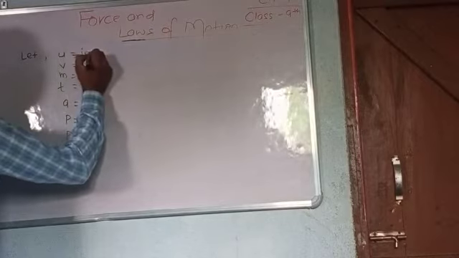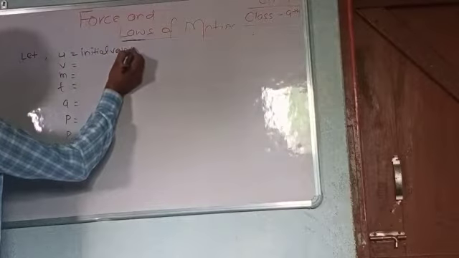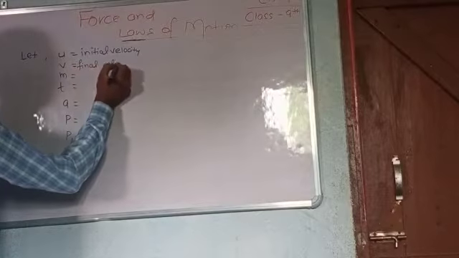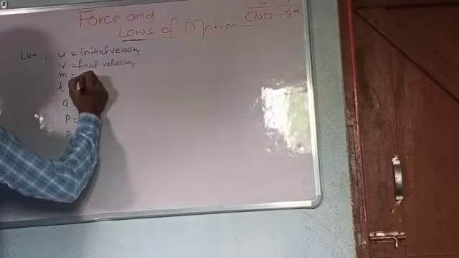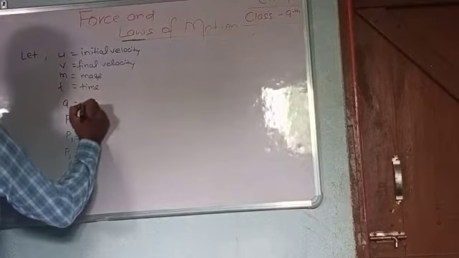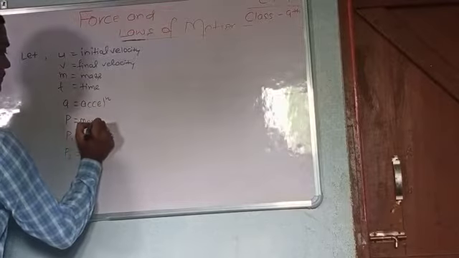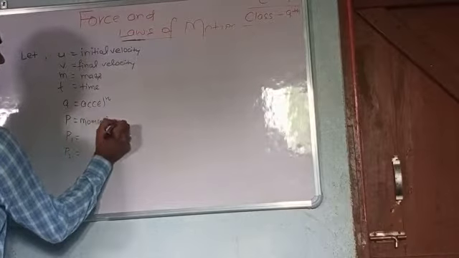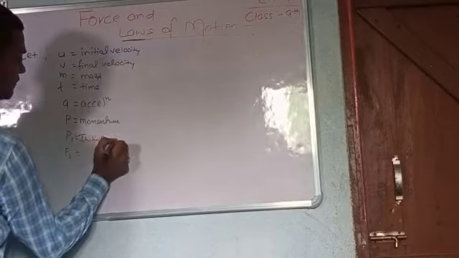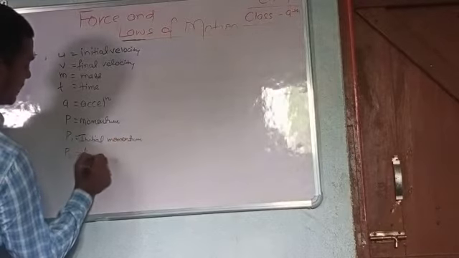Okay, so this is initial velocity, this is final velocity, this is mass, this is time, this is acceleration, this is momentum, this is initial momentum, and this is final momentum.